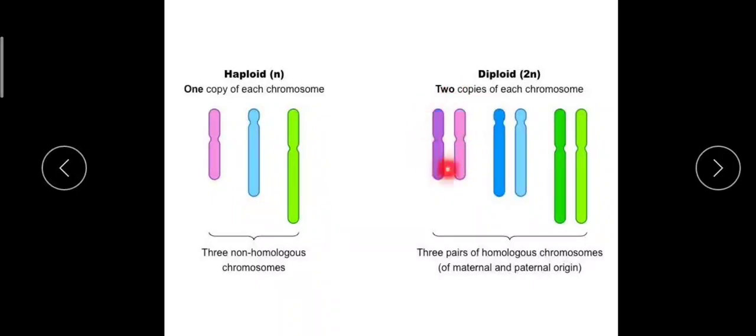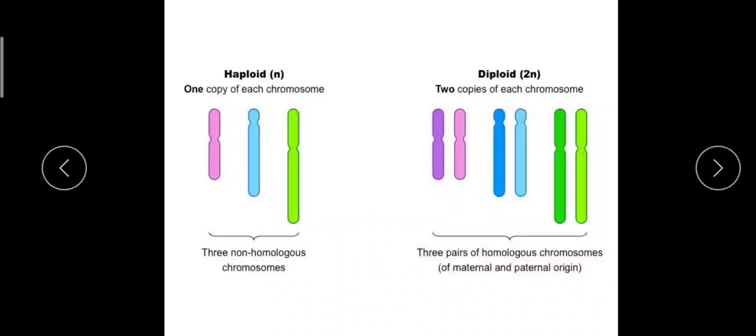Each one of the pair will be from the maternal and paternal side. So if this is from the maternal side, this will be from paternal, and if this is coming from the maternal side, then this will be from the paternal side. Likewise here also. So this cell has 3 pairs of homologous chromosomes. Each chromosome is found in pairs, and this type of diploid condition is found in the somatic and zygotic cells.